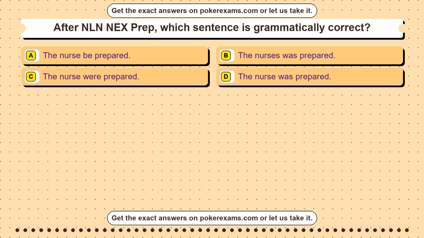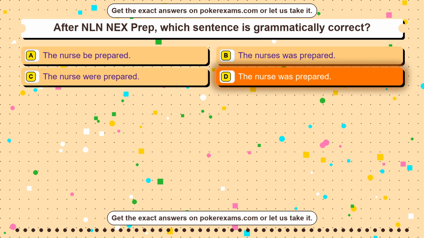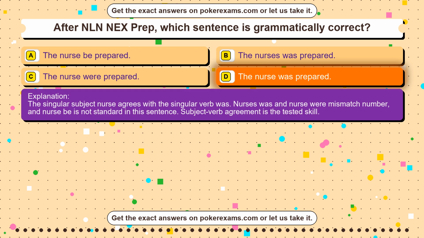Question 36. After NLN NEX Prep, which sentence is grammatically correct? Option A. The nurse be prepared. Option B. The nurses was prepared. Option C. The nurse were prepared. Option D. The nurse was prepared. The correct answer is option D. The nurse was prepared. The singular subject nurse agrees with the singular verb was. Nurses was and nurse were mismatch number, and nurse be is not standard in this sentence. Subject-verb agreement is the tested skill.